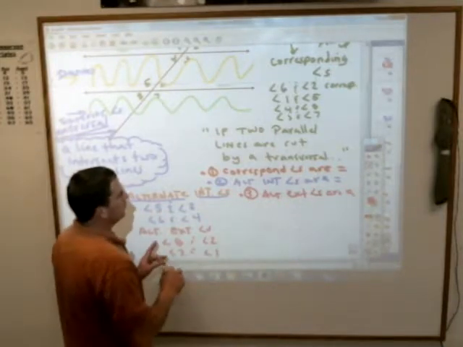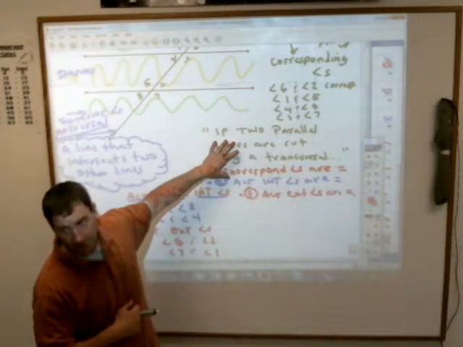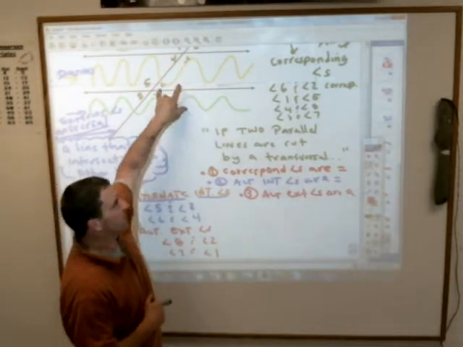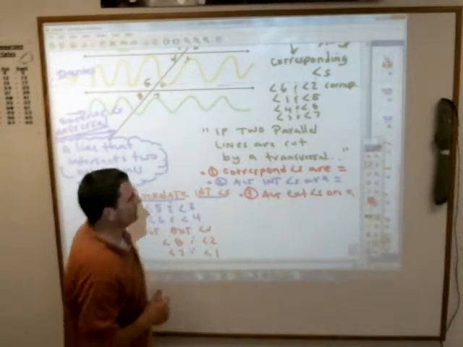And now we have just one. Anytime you say this, you have to preface it with that little phrase we said there, because this doesn't work if they're not parallel lines. It only works when you have two parallel lines cut by a transversal.